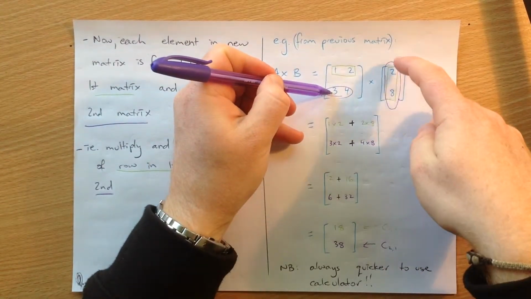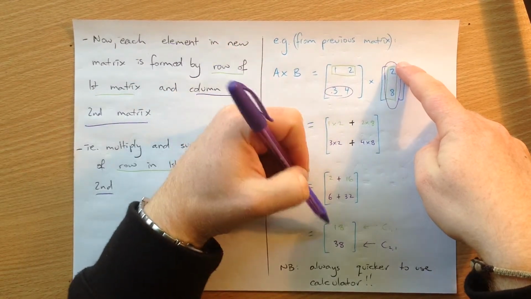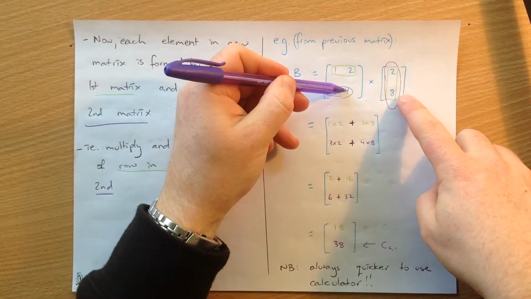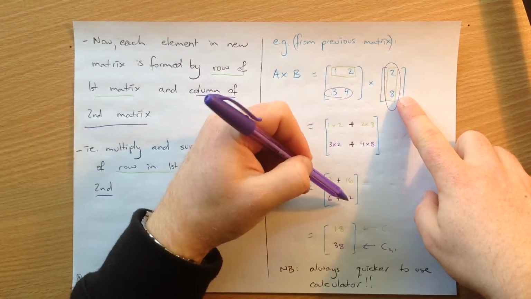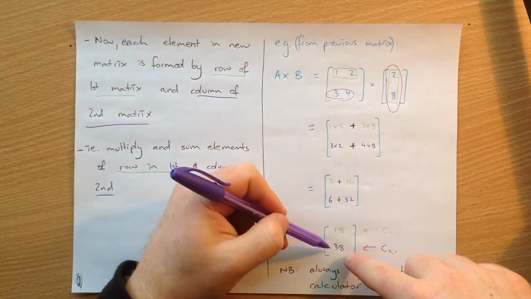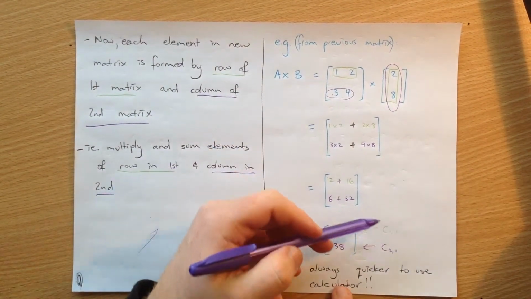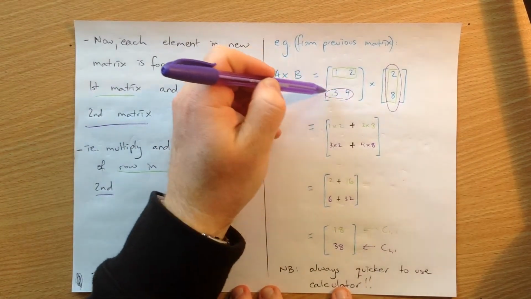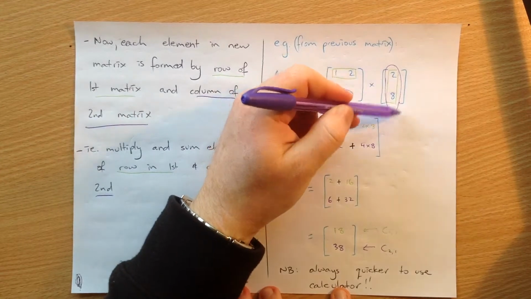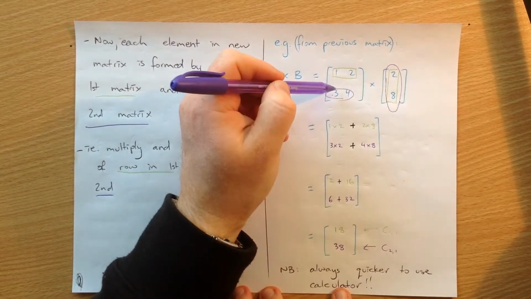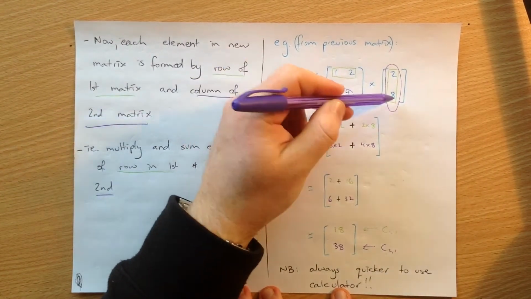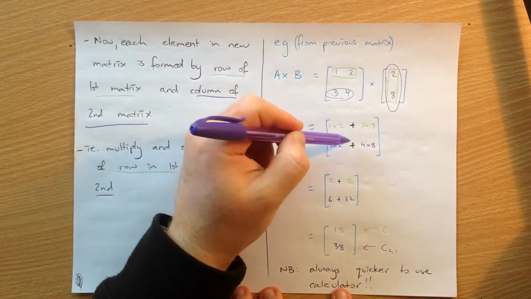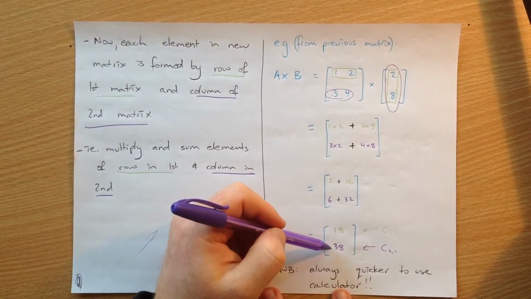So 3 times 2 is 6, and we follow that down. 4 times 8 is 32. And 6 plus 32 is 38. Let me show you again. The second row times the first column. The second row, so 3, 4, by the first column, 2, 8. So 3 times 2 plus 4 times 8 works out to be 38.